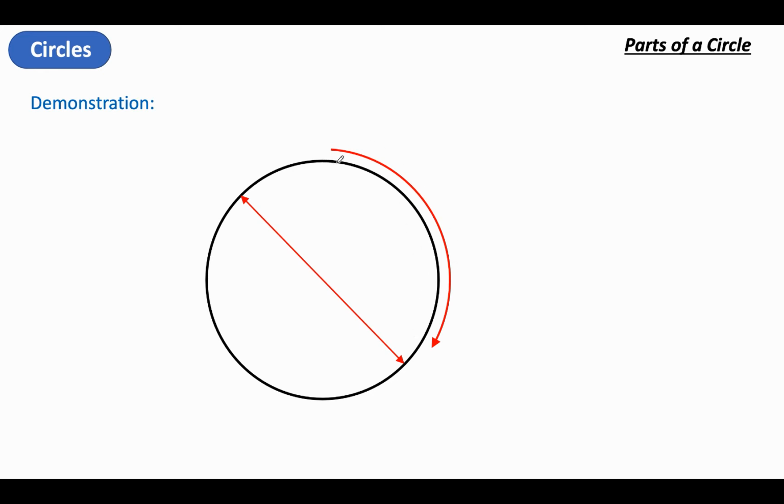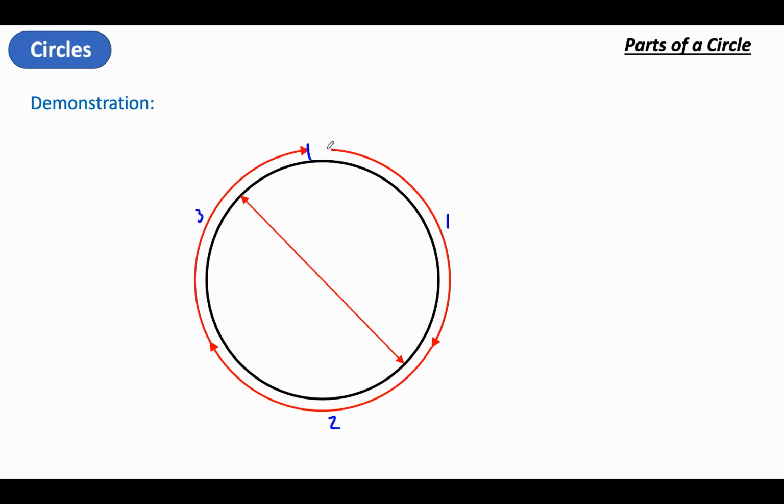Now, obviously, it should be on the circle. I've just drawn it slightly off of the circle so you can see that it's there. And then there's another one. So that's two. So we've got one there, that's the second one, that's two. And let's do a third one. That's three.